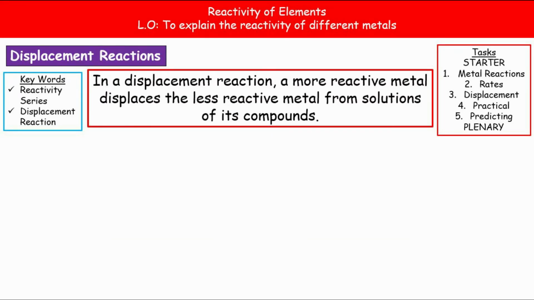Another kind of reaction that we could use to identify which metals are more reactive than others is a reaction called a displacement reaction. And in a displacement reaction, what we find is that a more reactive metal will displace the less reactive metal from a solution of its compounds. And by that I mean, if we've got a compound that has a less reactive metal in it, and then we add a piece of a more reactive metal to that solution, then it's going to actually take the place of the less reactive one.